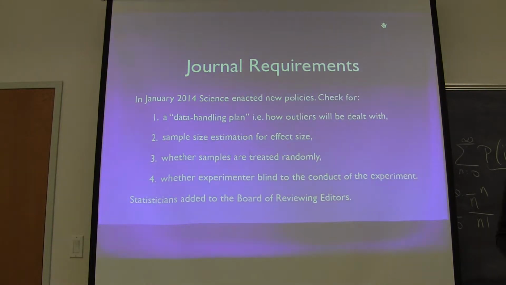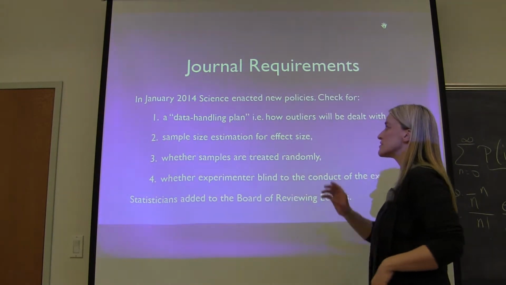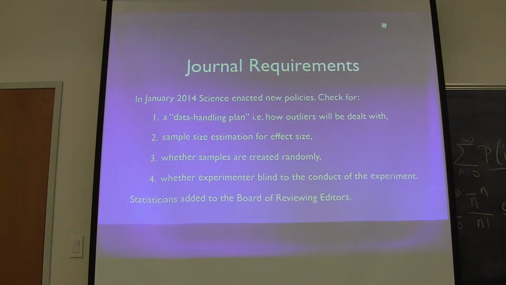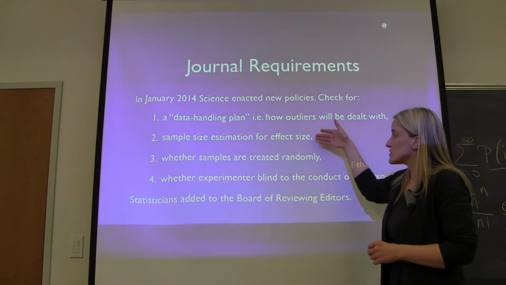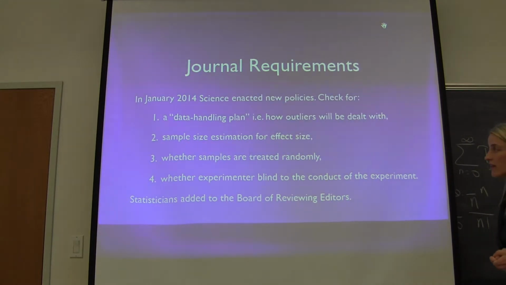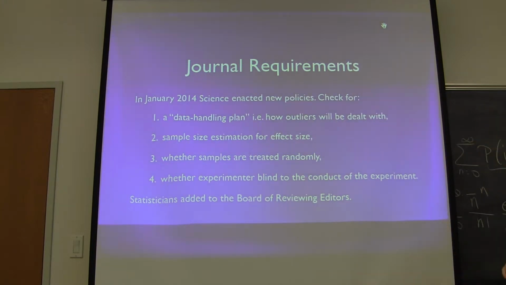So one of the things that I was interested in is how journals are actually reacting to this. And so here are the new policies that Science enacted in 2014. They want to make sure if you're publishing in Science, you've got what they call a data handling plan. So they're trying to get an idea of what you have done with outliers, or how you have pre-processed the data. They want to know your sample size estimation for effect size. They want to know whether samples are treated randomly and whether the experimenter is blind to the conduct of the experiment. And then, as I mentioned, they're putting statisticians on their board of reviewing editors.